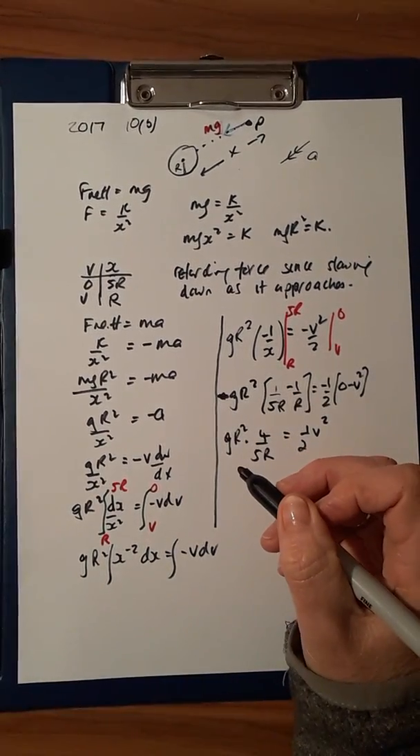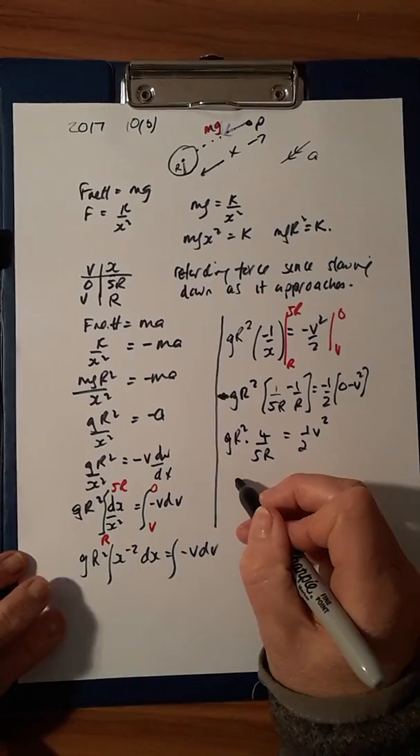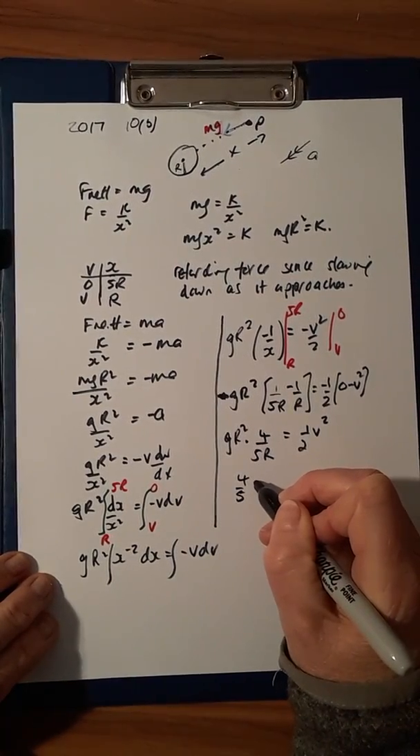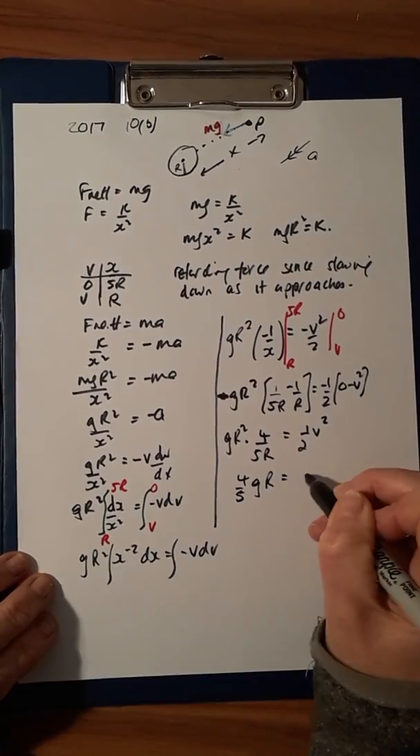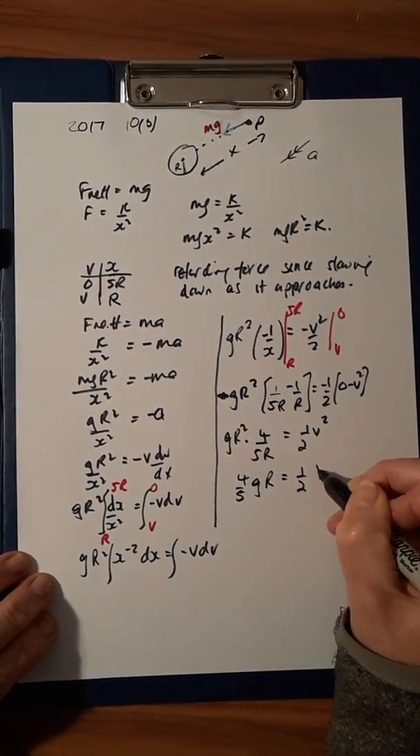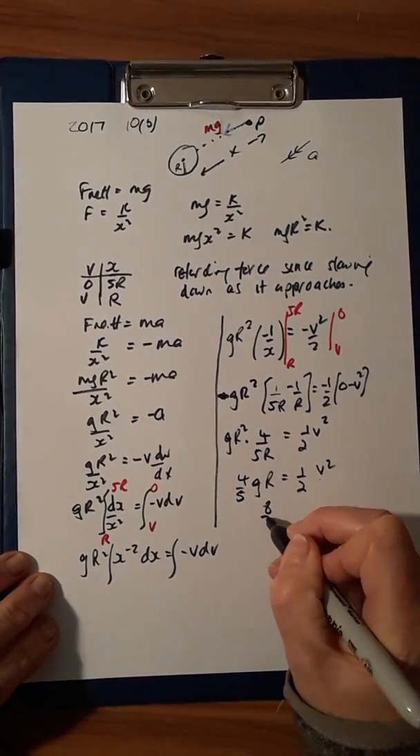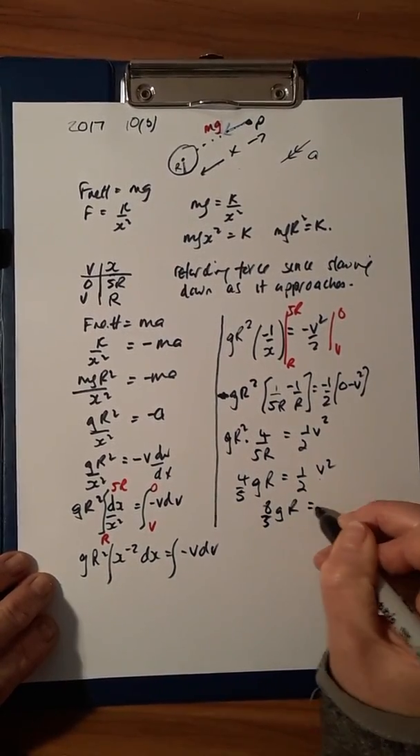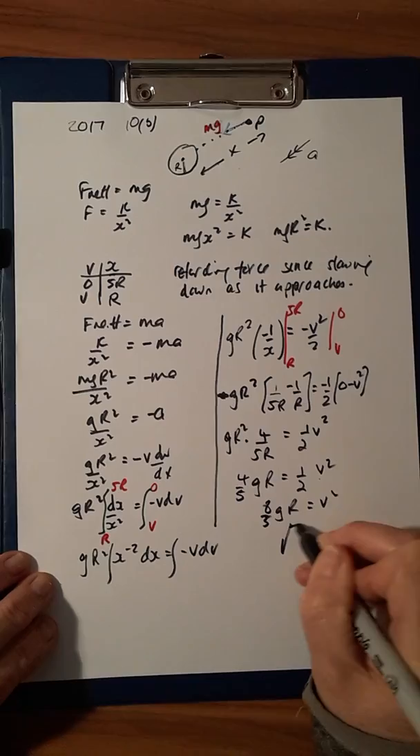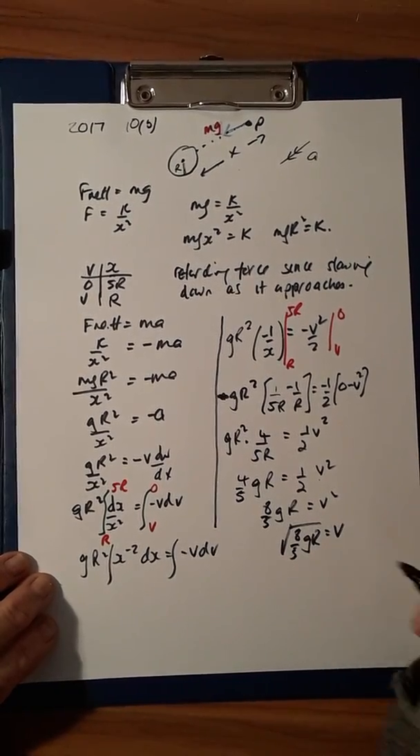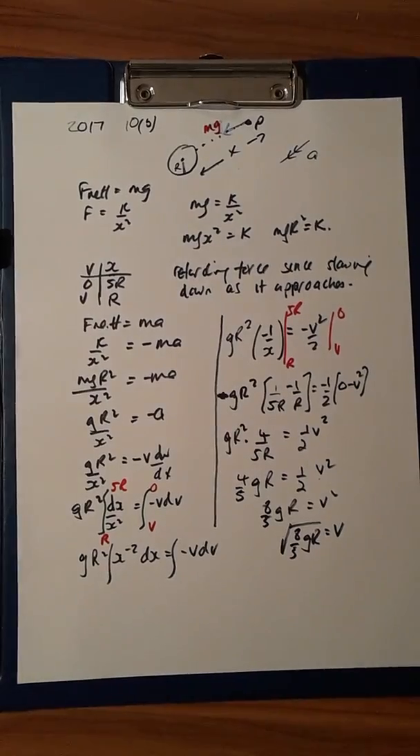So this gives me then 4/5 gr is equal to 1/2 v squared. So when I sort all that out, I'll get 8/5 gr is equal to v squared. So v will be the square root of 8/5 gr. Okay.